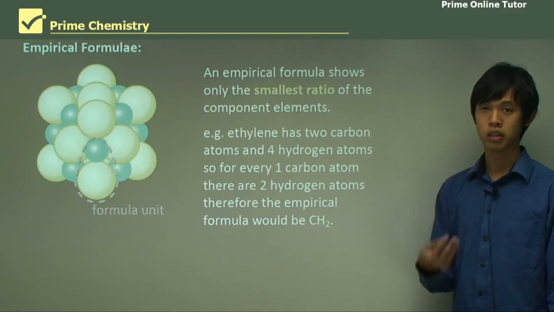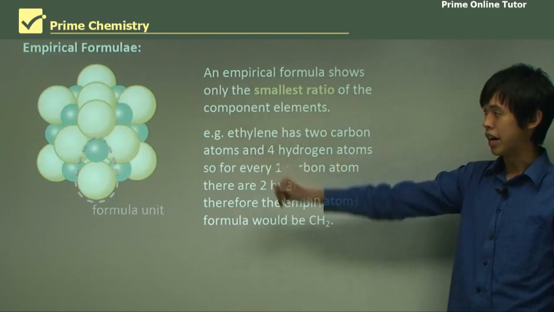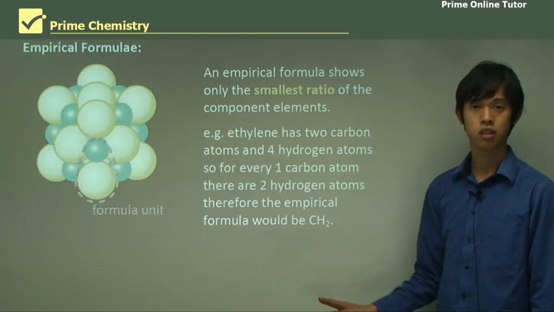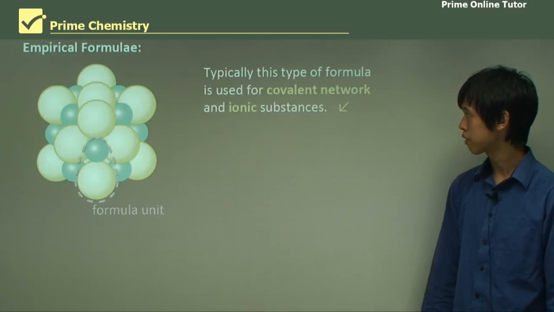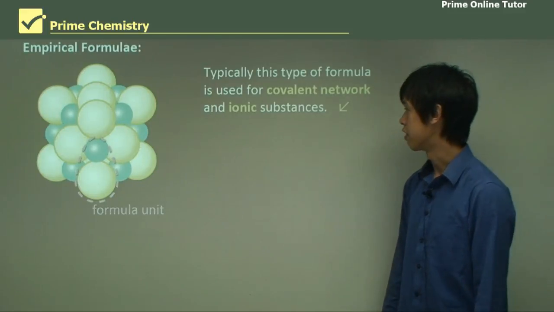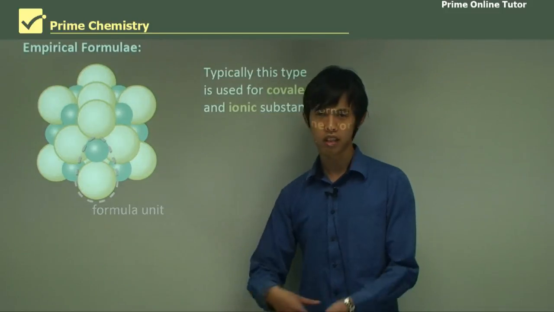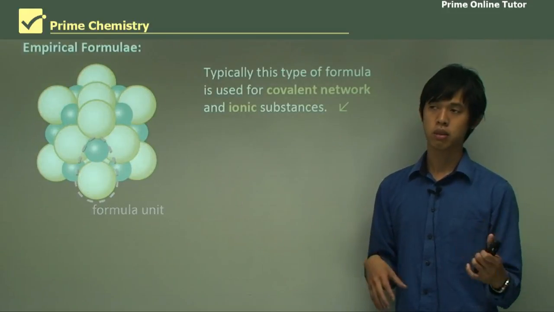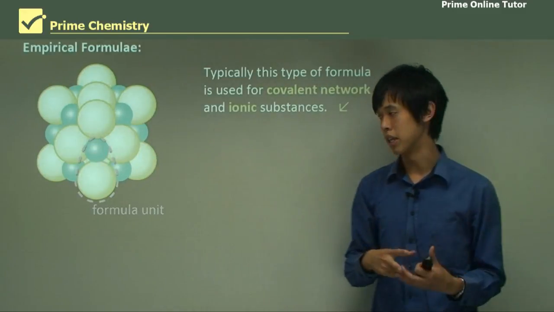So the molecular formula is generally better for molecular substances. But for ionic substances and covalent network substances, this form is the de facto standard, the standard that we use. So typically this type of formula is used for covalent and ionic substances, okay? So that's what I just mentioned. And the reason is because if you have thousands upon billions of repeating units in one crystal, you might as well just say it's the smallest component or repeating unit, right?